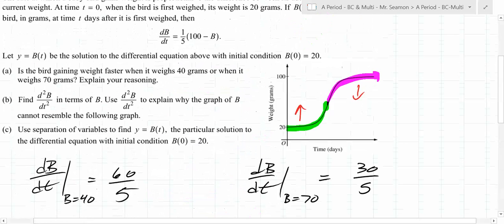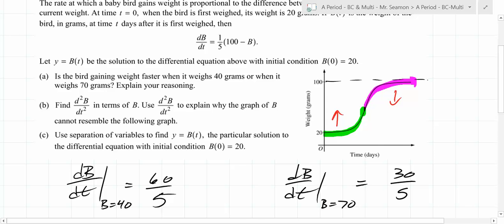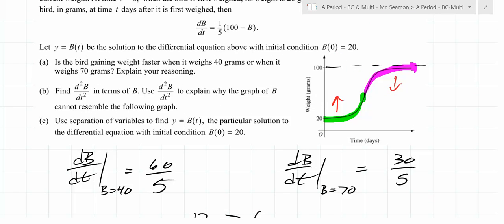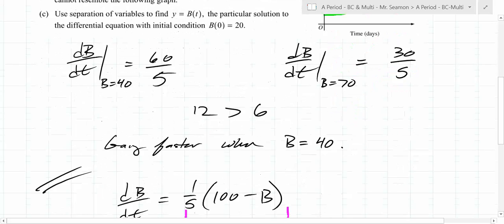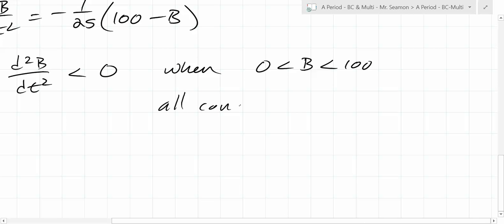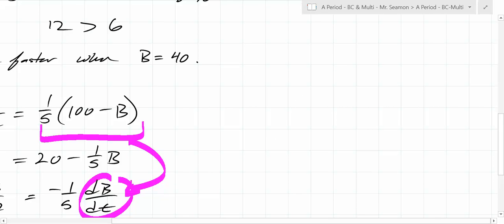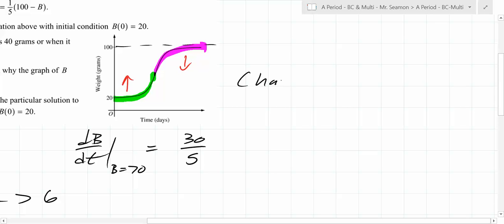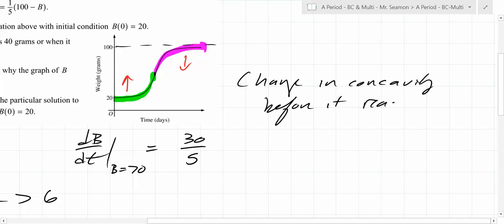But the thing is, what's going on here? This implies that before it gets to an output of 100, it should be all concave down, when b is less than 100, right? Does everybody see that? But what does this graph show us? It's concave up. Change in concavity before b reaches 100. Does that make sense?